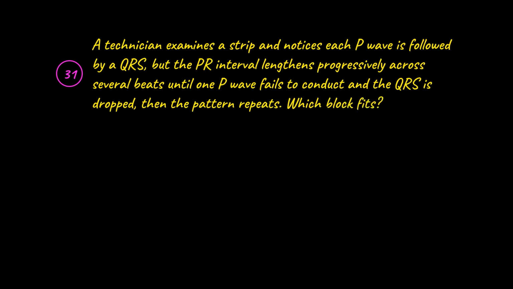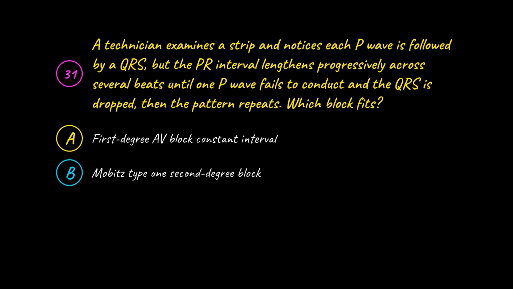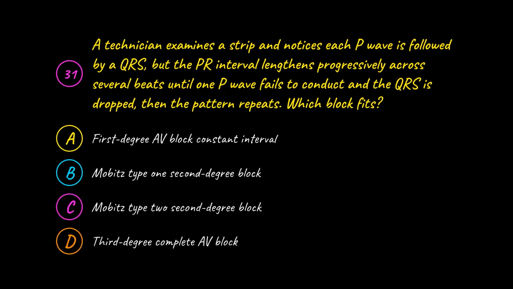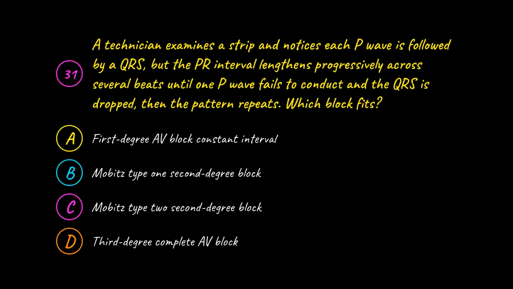Your options are A. First degree AV block, constant interval. B. Mobitz type 1 second degree block. C. Mobitz type 2 second degree block. D. Third degree complete AV block. Don't overthink it. Which one feels right?